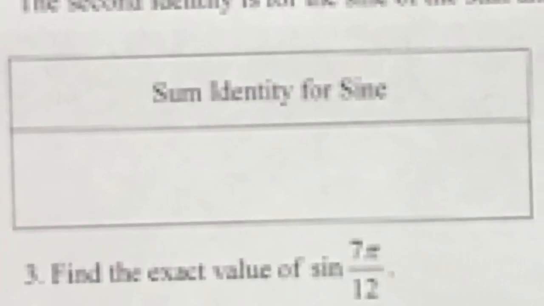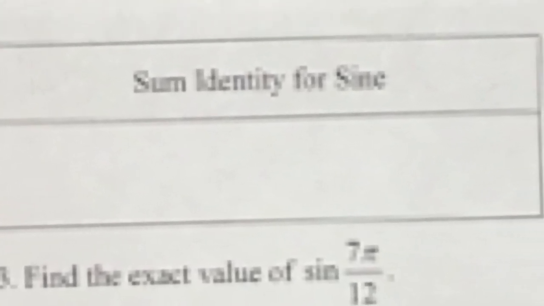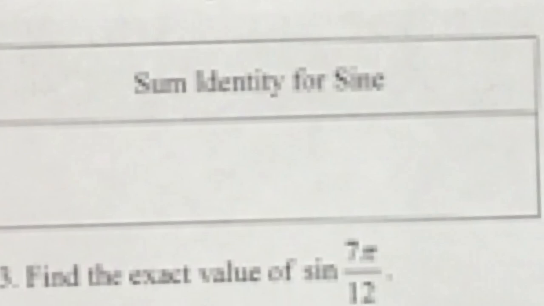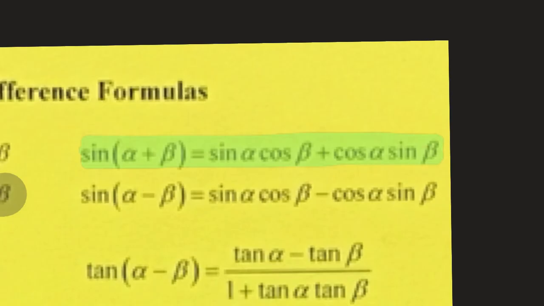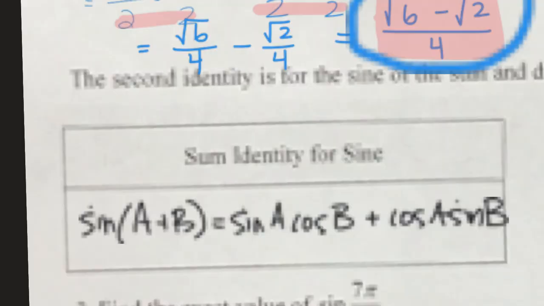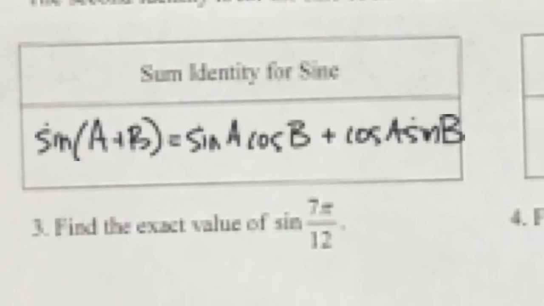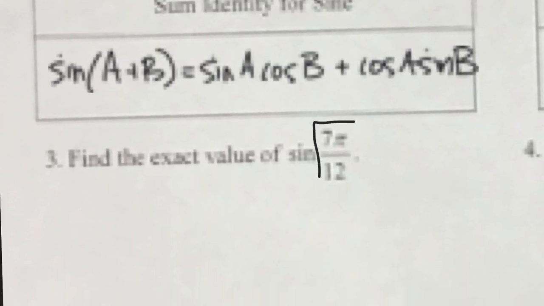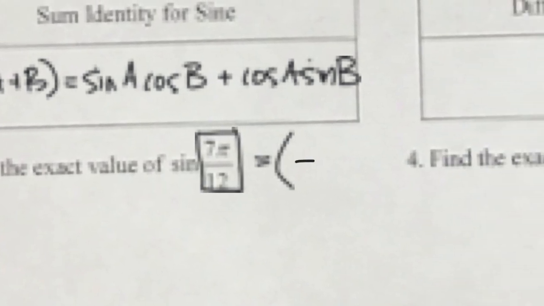Okay, the sum identity for sine, moving on. Find it in your chart, write it down. So here's where we find that on our sheet from class. Right, we have sine cosine plus cosine sine. There we go. So it says find the exact value for 7 pi over 12. Once again, we need to think about two angles that add up to give me 7 pi. What two numbers add up to give 7 maybe?